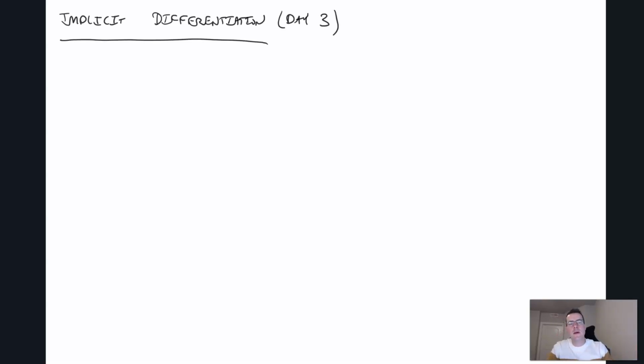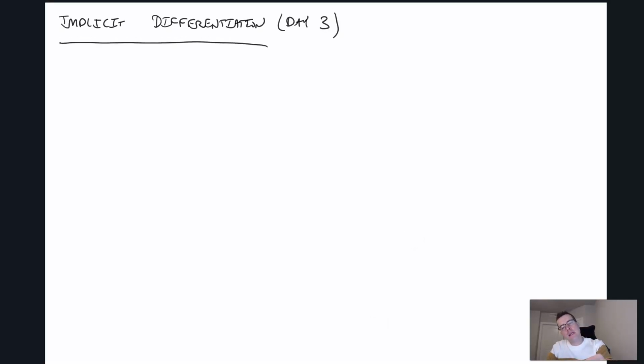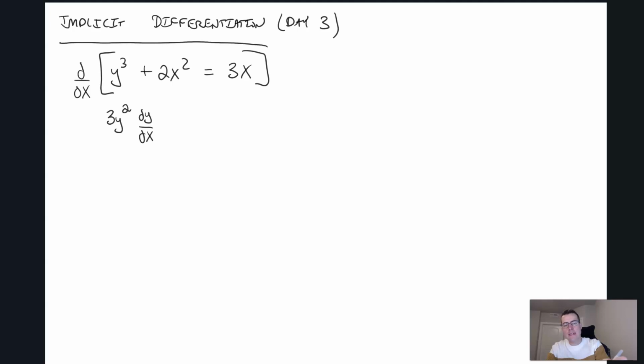In the first few lessons, what we've been doing with implicit differentiation is taking the derivative of our function with respect to x, because y is a function of x. So for instance, when we were taking the derivative of, let's just say, y cubed plus 2x squared is equal to 3x or something like that, we were taking the derivative of this function with respect to x. So when I did the derivative of y cubed, that became 3y squared, but since y is a function of x, we had to put dy dx in here.